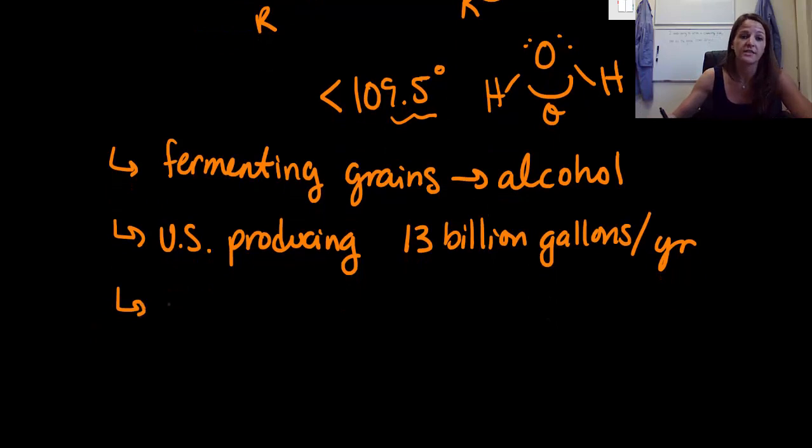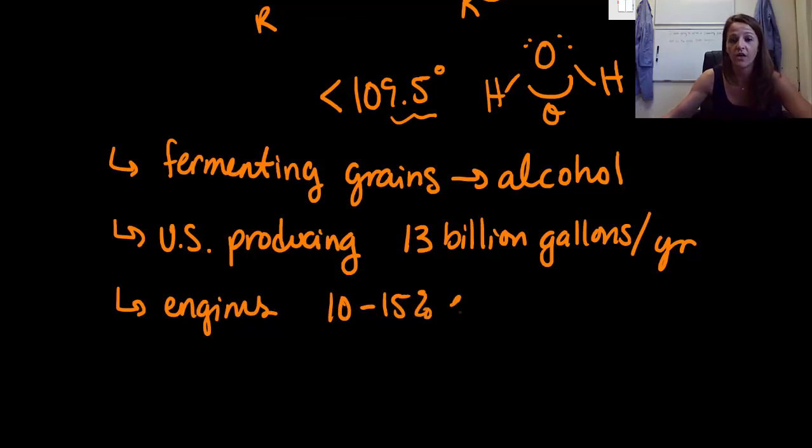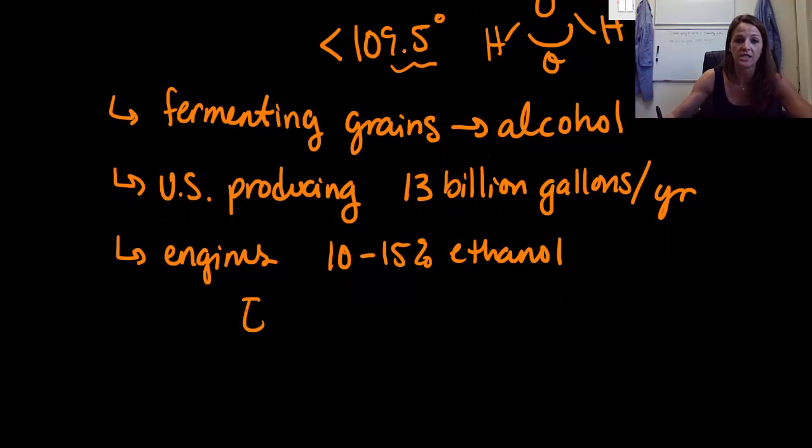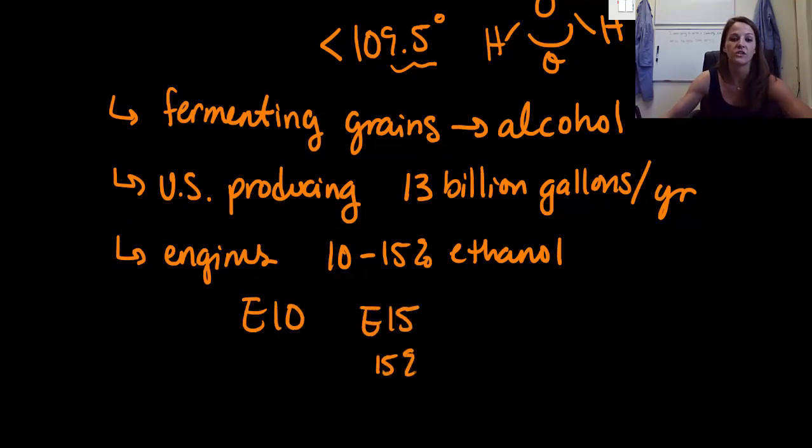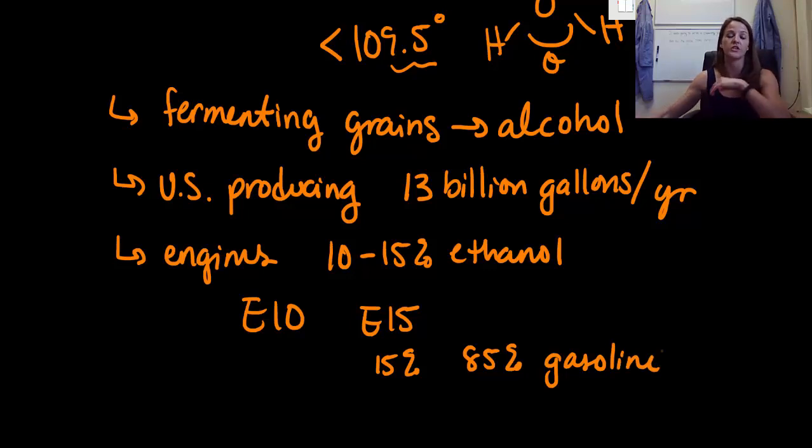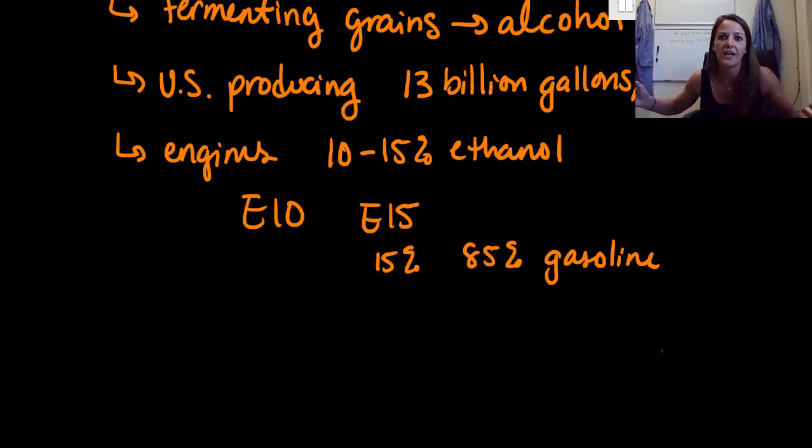Well, the neat thing is that our engines in our cars can actually handle anywhere between 10 to 15% ethanol. So if you ever go to your gas pump and you see the labels either E10 or E15, what that's saying is it's either 15 or 10% ethanol, and then the other percentage of it, so the 85 or the 90%, would be just regular old gasoline, which we know is a combination of hydrocarbons. So that's really neat. And so the reason we're doing this, like why are we even adding ethanol at all?